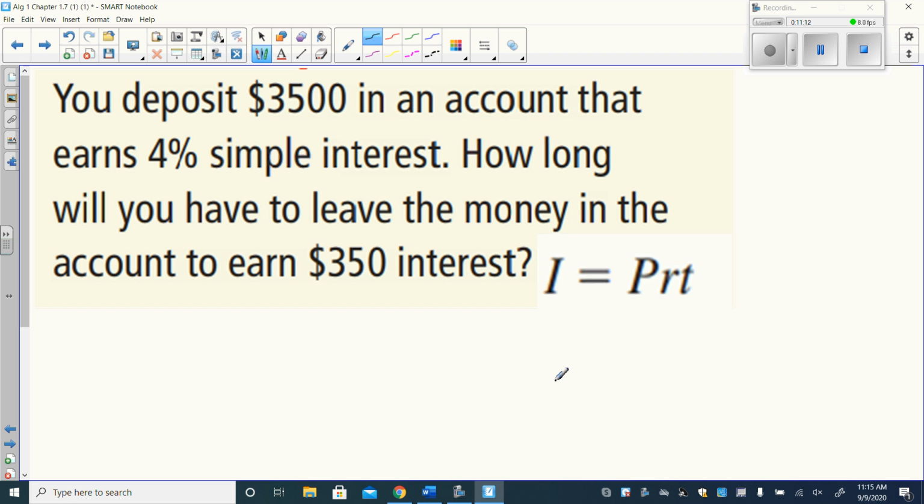So here you deposit $3,500 in an account that earns 4% simple interest. How long will you have to leave the money in the account to earn $3,500 interest? So they told us $3,500 is our interest that we earn. So that's the I. They told us the principal was $3,500.